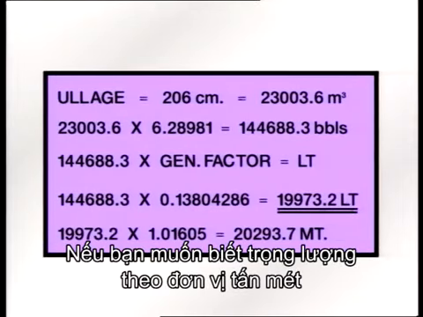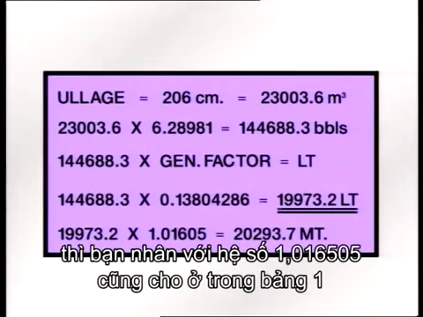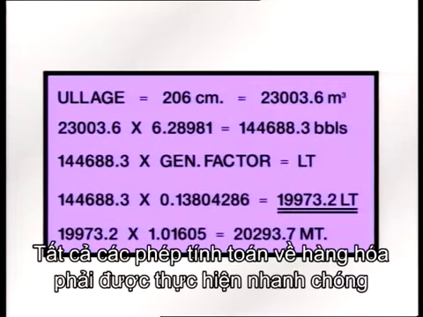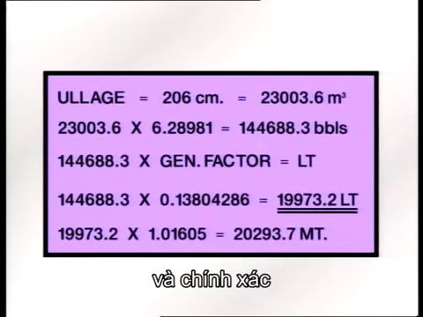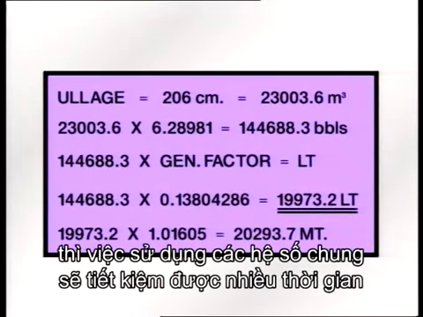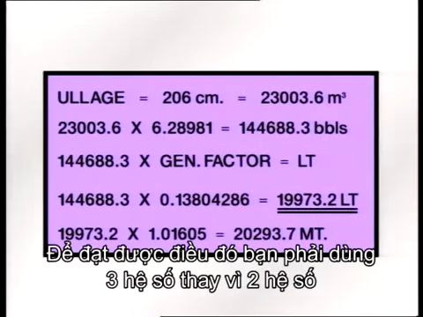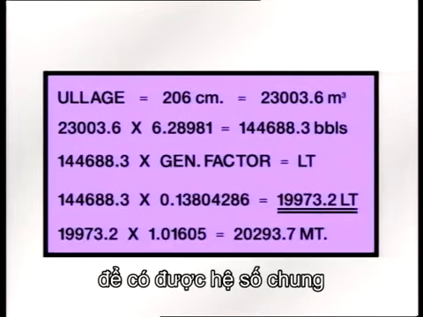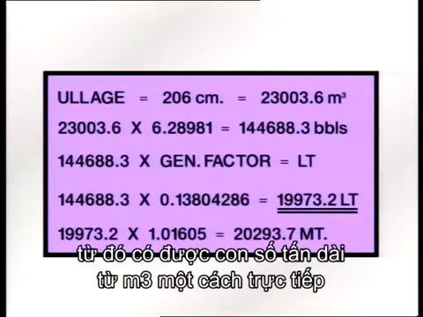If you want to know the weight in metric tons, you multiply by factor 1.01605, also found in Table 1. All cargo calculations must be done with speed and accuracy. Using general factors will save a lot of time. Observe that you could have used 3 factors instead of 2 to get a general factor, directly giving you long tons from cubic meters.